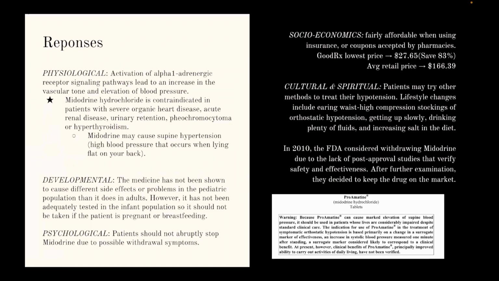It's contraindicated in patients with severe heart disease, acute renal disease, urinary retention, pheochromocytoma, or hypothyroidism. Pheochromocytoma is a tumor on the kidneys, and hyperthyroidism is when the thyroid gland is producing too much thyroid hormone. Midodrine can also cause supine hypertension, which means you have high blood pressure that occurs when you're laying flat on your back.